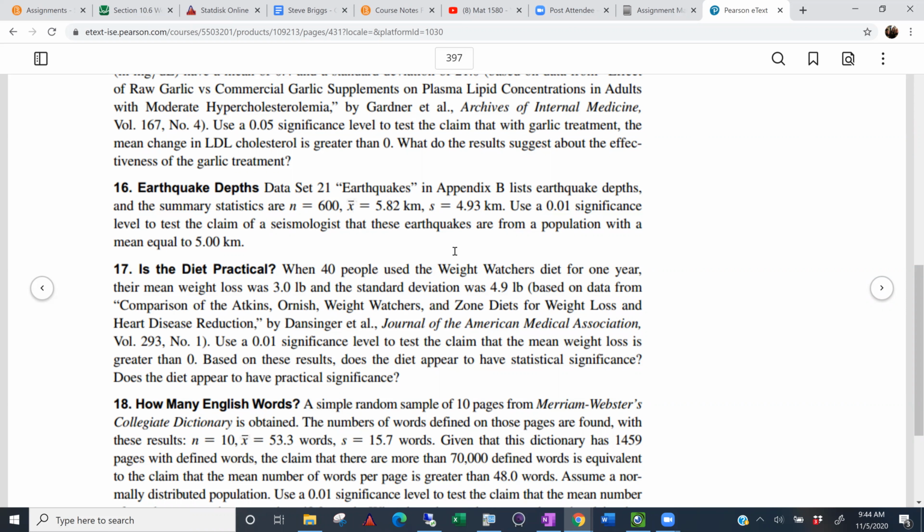Okay, so let's start with this part. We want to test the claim of a seismologist that these earthquakes are from a population with a mean equal to 5 kilometers. So that's your original claim. This is problem 16, page 397.